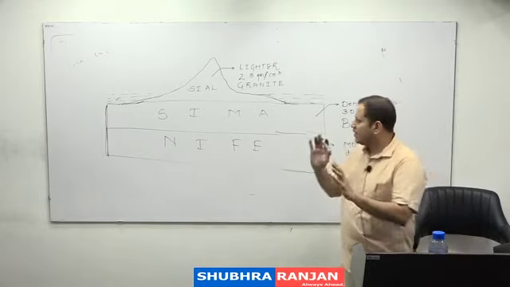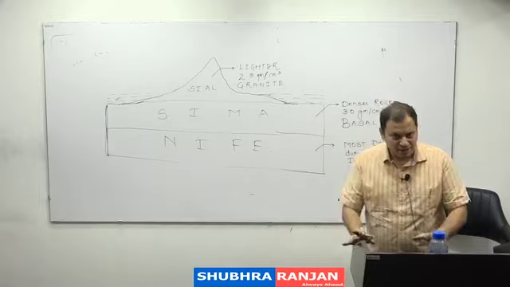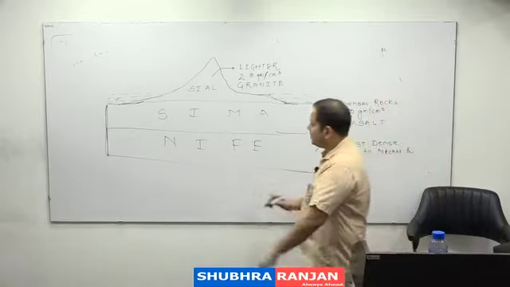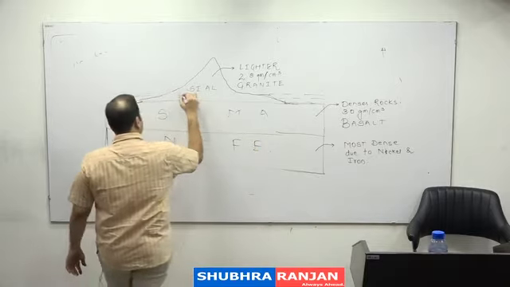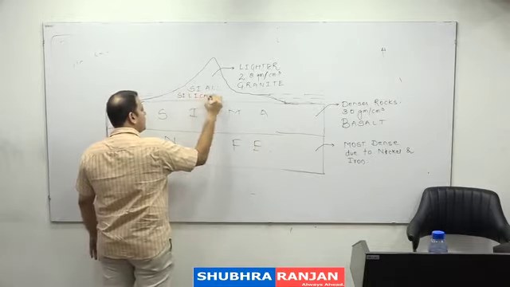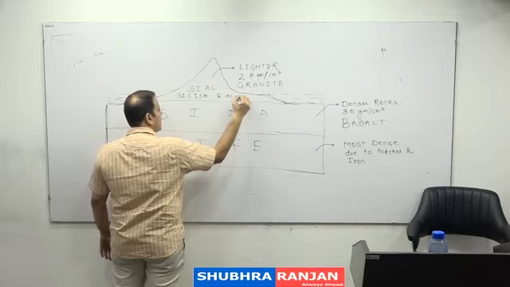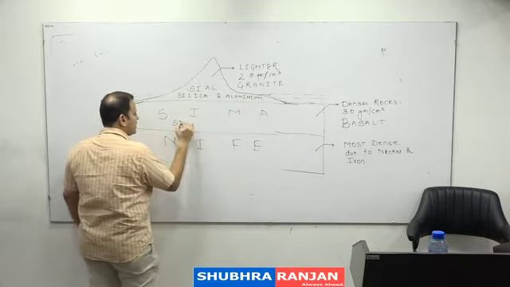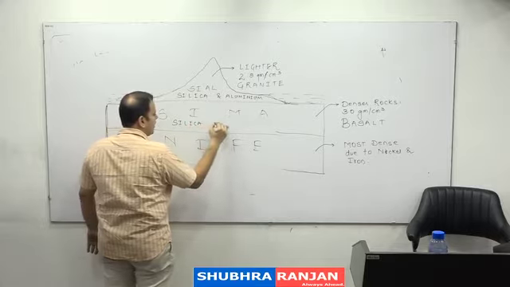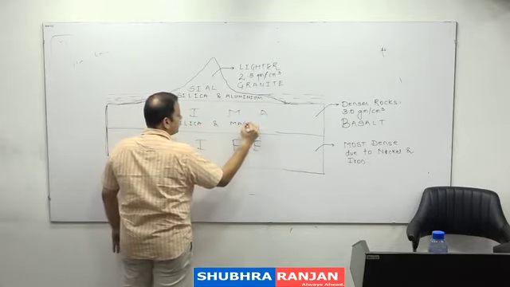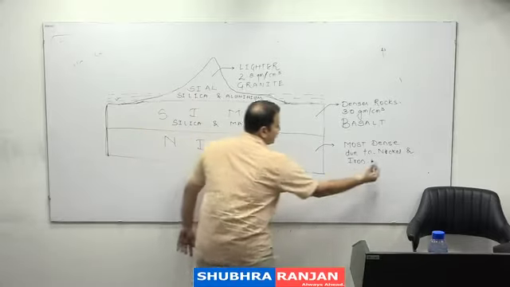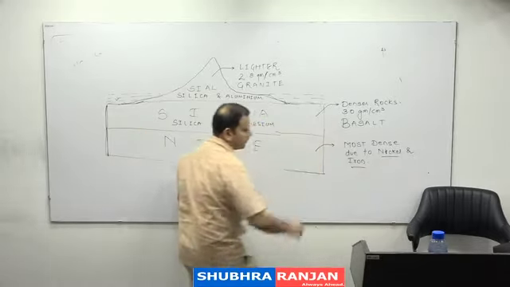They used to say that earth is divided into Sial, Sima and Nife. Sial is lighter. Why Sial? Because of silica and aluminum. Why Sima? Because of silica and magnesium. And why Nife? Because of nickel and iron.